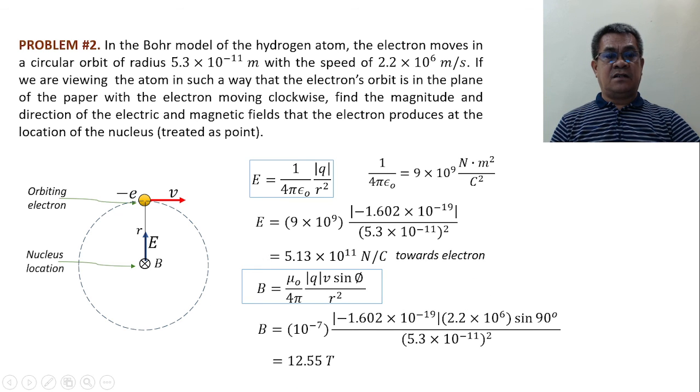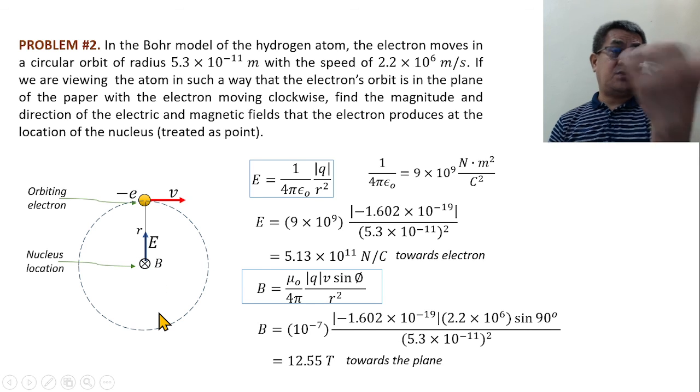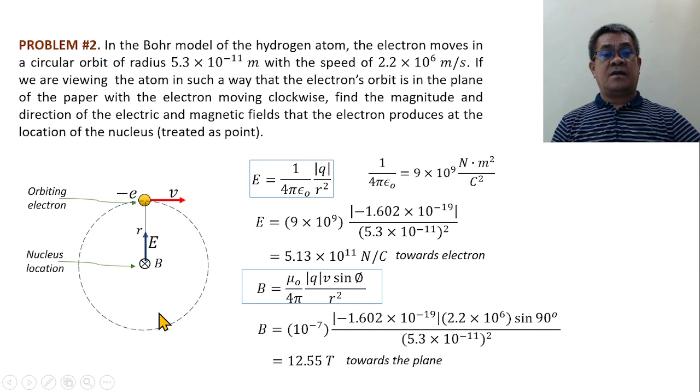Okay, then this is towards the plane. Why? Because we use the right hand rule. And the problem also says find the magnitude, so the direction is optional, because we are only concerned with the magnitude of the electric field.